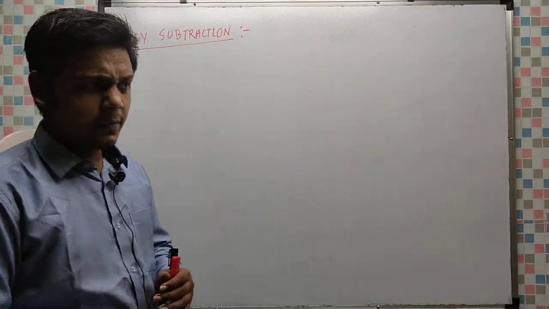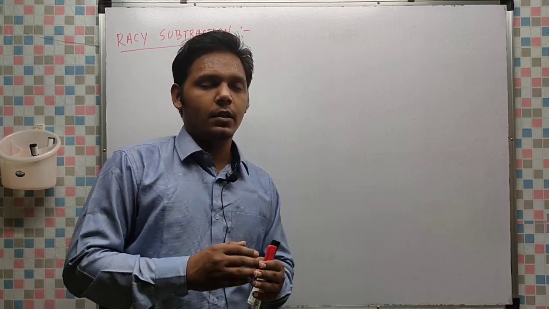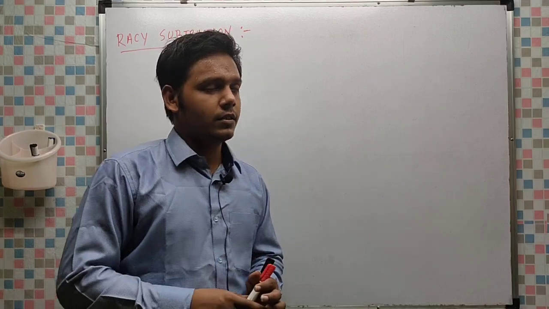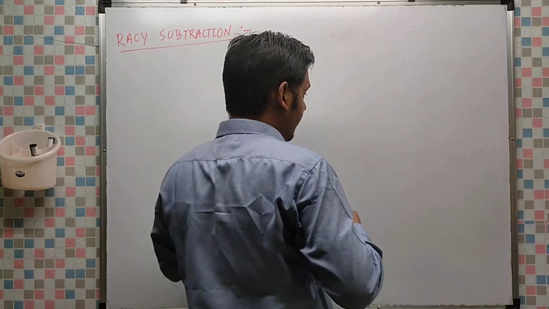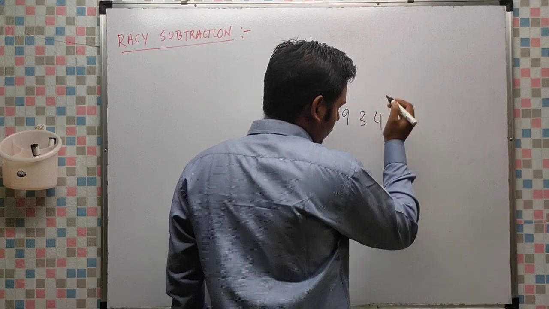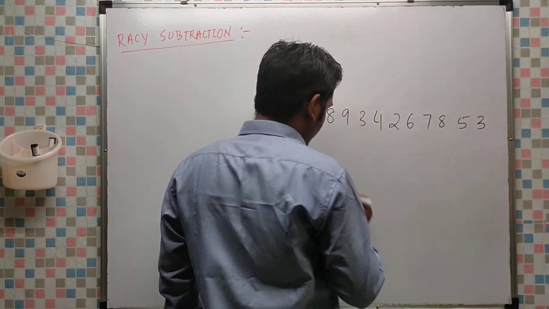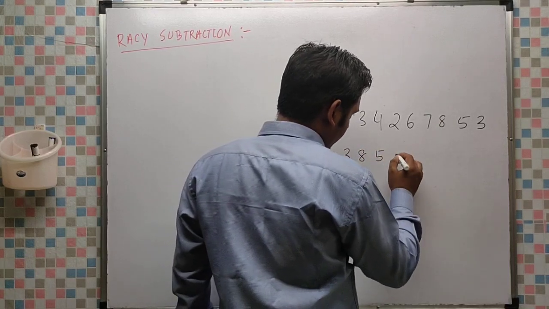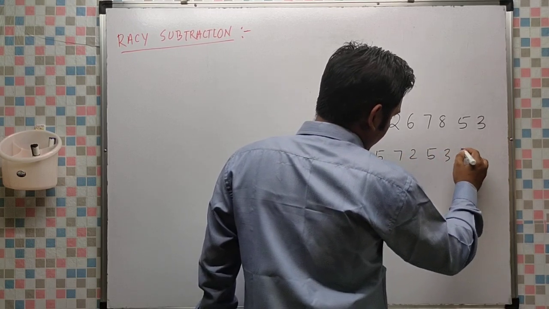Racist subtraction means we have to subtract bigger numbers with many digits, like 8 to 10 digits. Suppose we have 8, 9, 3, 4, 2, 6, 7, 8, 5, 3 minus 4, 3, 8, 5, 7, 2, 5, 3, 9, 4.